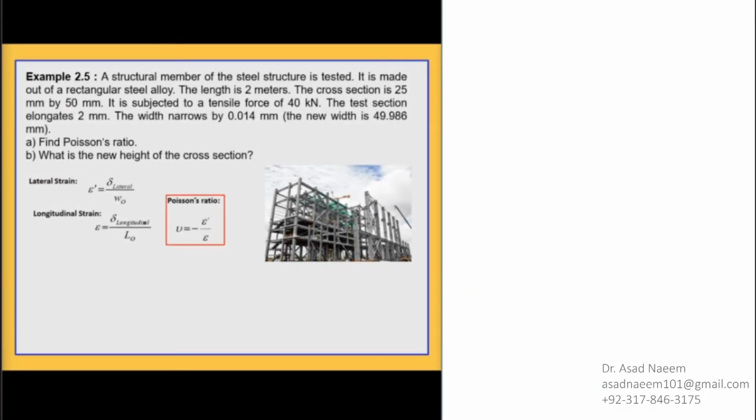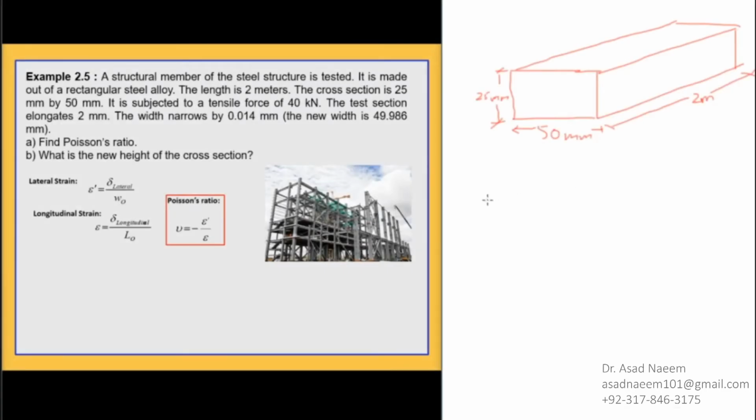Concepts of Poisson's ratio. Let's go ahead and look at an example. There is a structural member of a steel structure and it is to be tested, and it is made of a rectangular section. So we can say that we took a structural member of that building and we want to test it and find its material properties, and one of them is Poisson's ratio. So it's going to be a rectangular steel alloy.